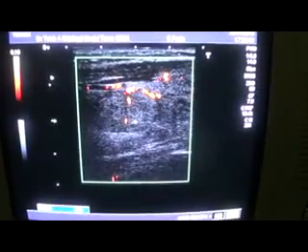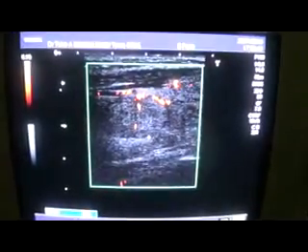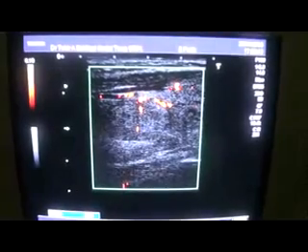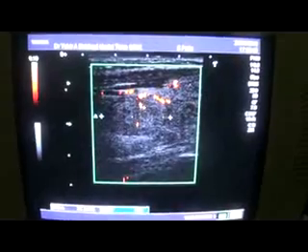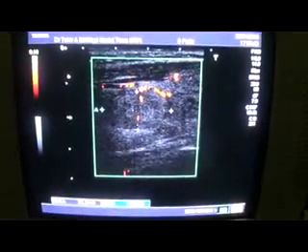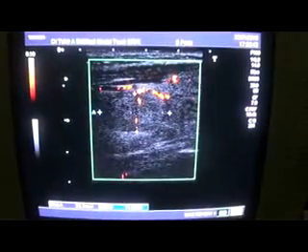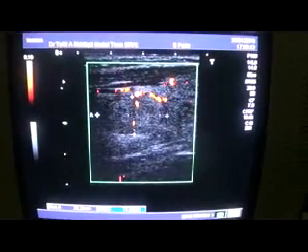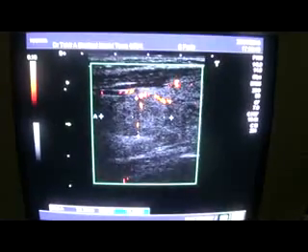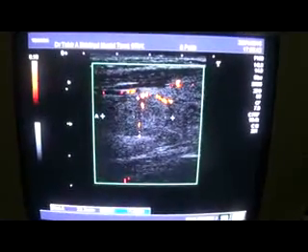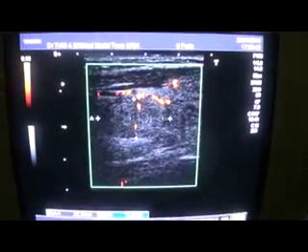The frozen image of a 30 years old female, that of the right thyroid gland in longitudinal section, is showing a relatively hypoechoic solid focal mass lesion measuring 2.2 centimeter by 1.1 centimeter, and there is mild vascularity seen within.